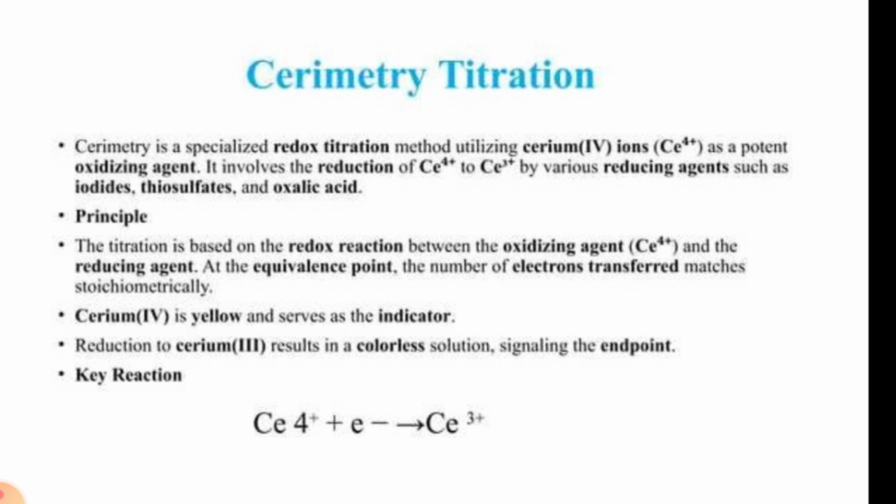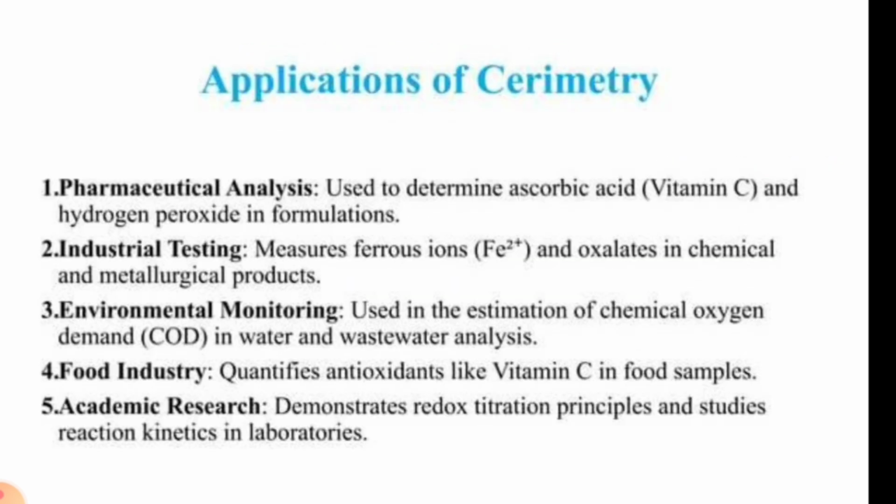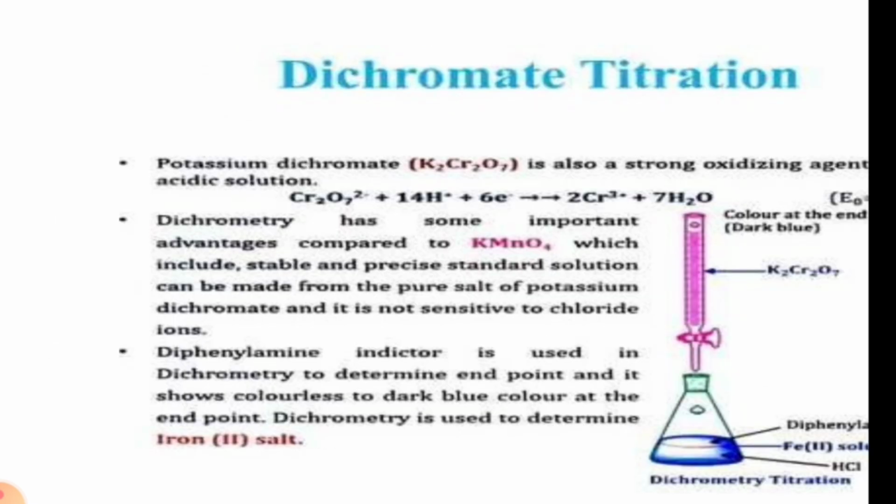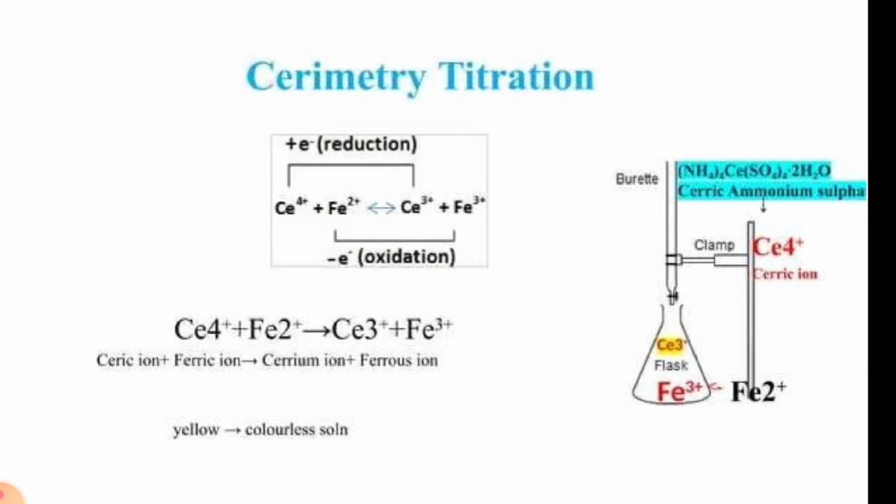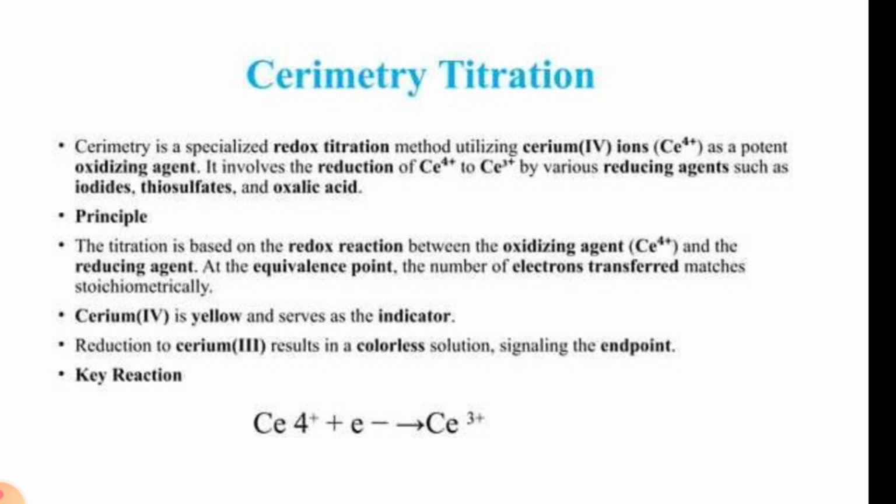The titration is based on the redox reaction between the oxidizing agent and the reducing agent. At the equivalence point, the number of electrons transferred matches the stoichiometry. Cerium 4 is yellow and serves as an indicator. Reduction to cerium 3 results in a colorless solution, signaling the end point. Ce4 plus is converted into Ce3 plus.